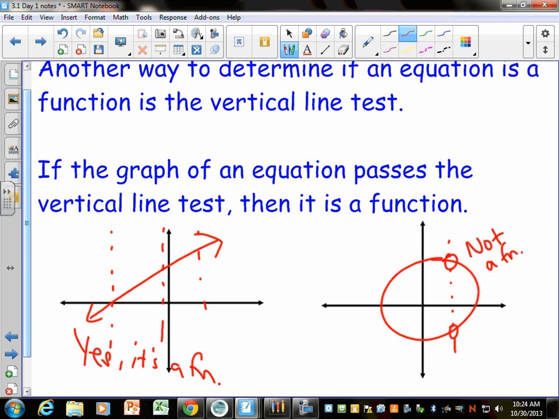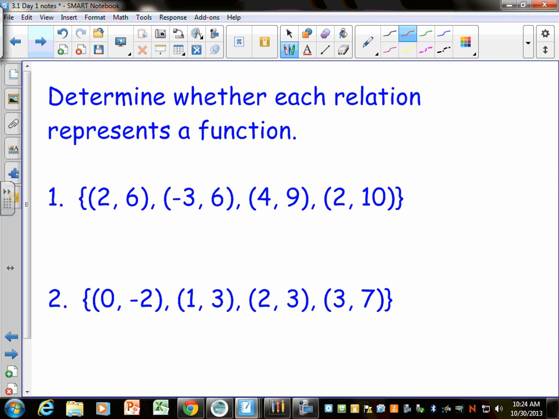Okay with this? Vertical line test? Memories of this? You don't have to, as long as you have vague memories of it. It's just up to you. So, here are a couple problems on your homework today. It says, determine whether each relation represents a function, and they just give you some points.